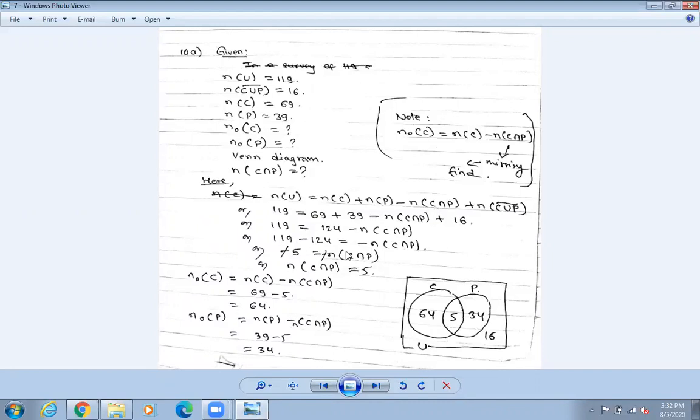Equals, there is also a minus, so let us write minus n(C∩P). Minus and minus will cancel. So what is the value of n(C∩P)? The value of the intersection will be 5.